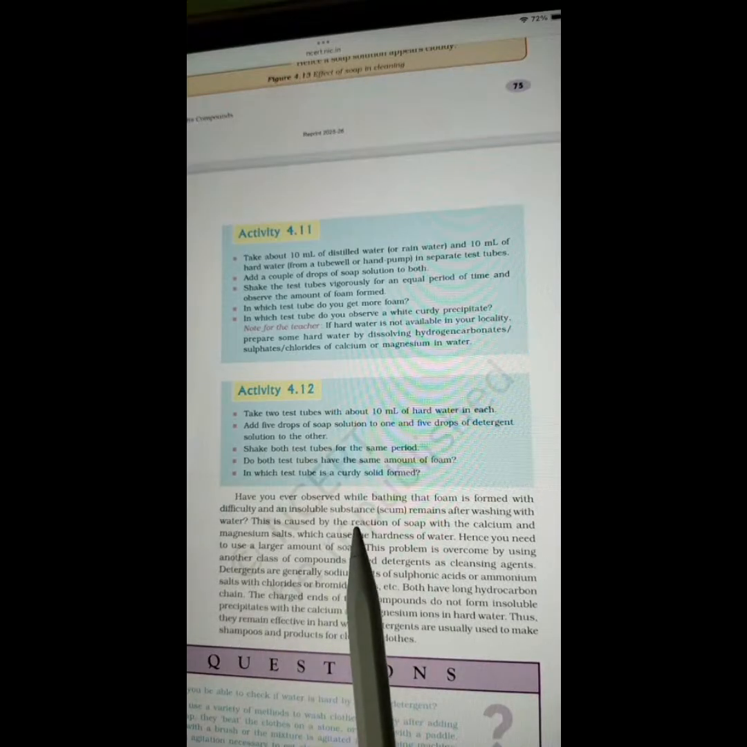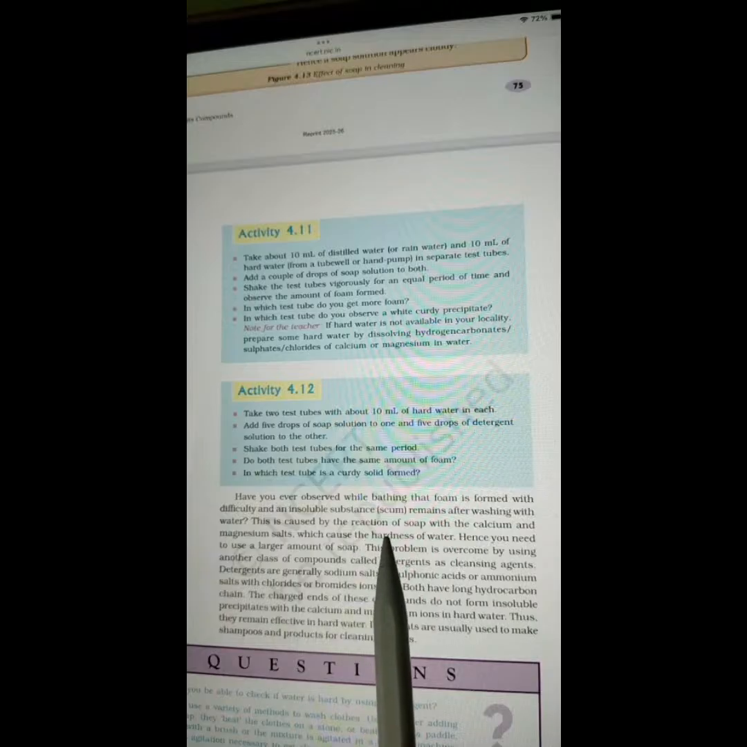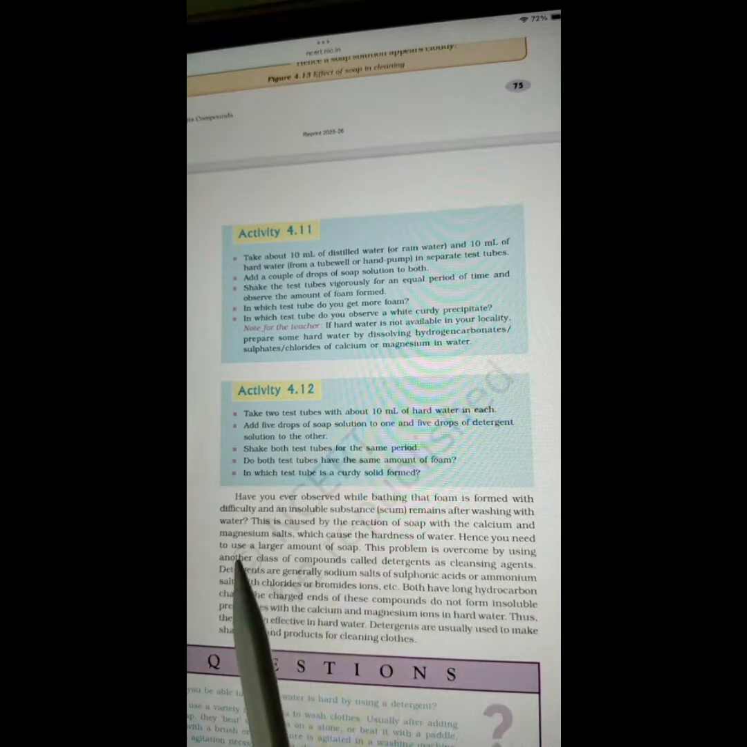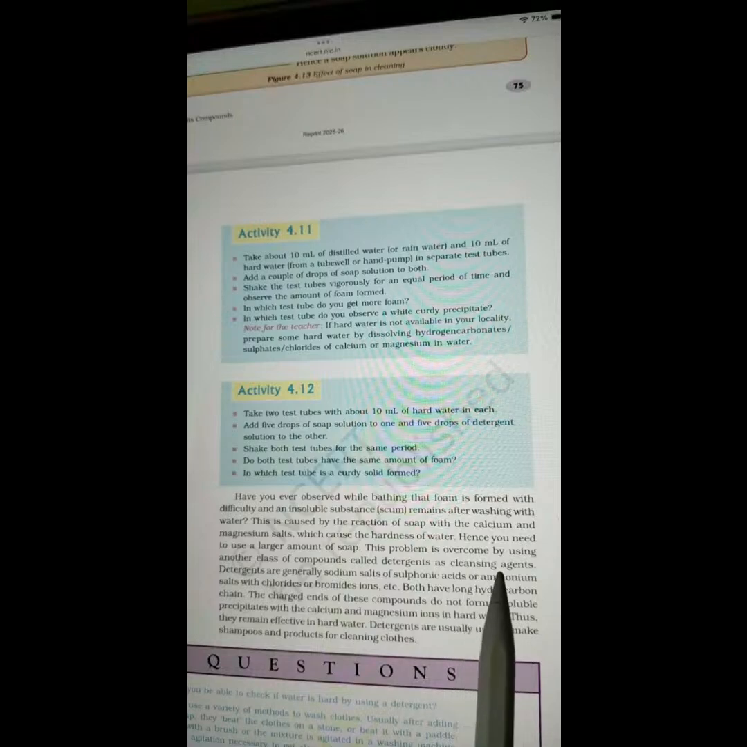Have you ever observed while bathing that foam is formed with difficulty and an insoluble substance, scum, remains after washing with water? This is caused by the reaction of soap with the calcium and magnesium salts, which cause the hardness of water. Hence, you need to use a large amount of soap.